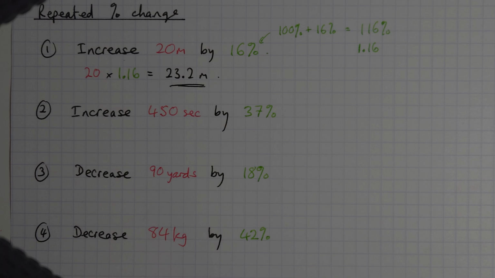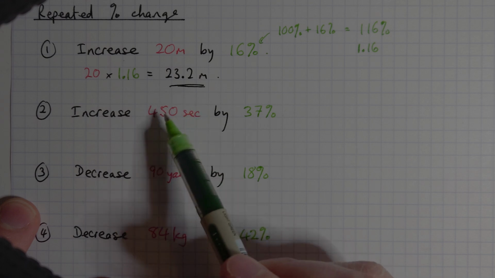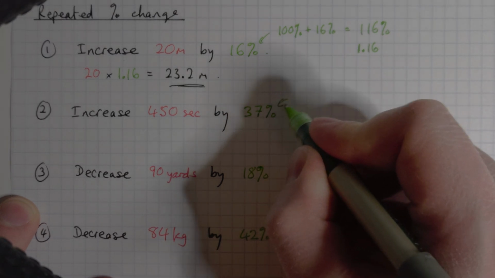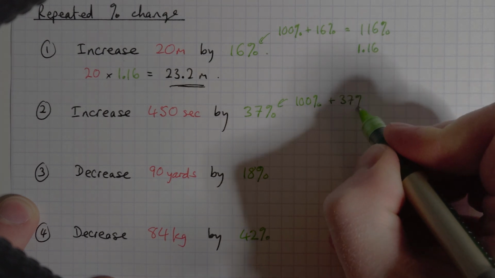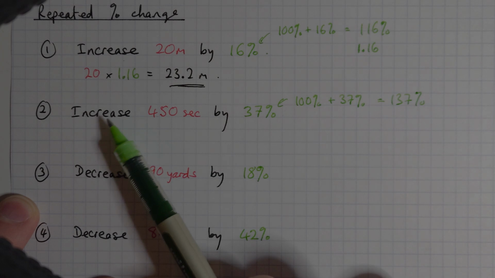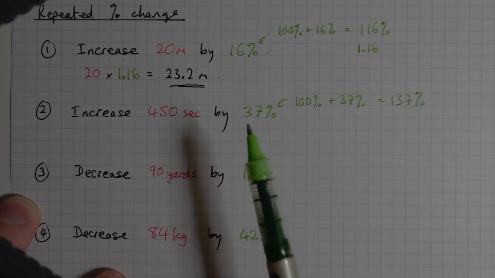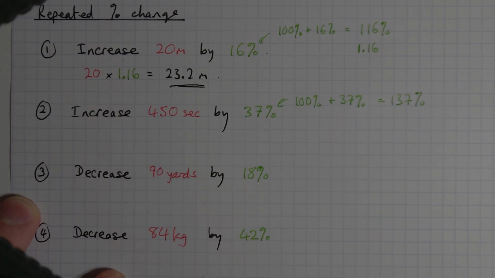Let's do another one. Increase 450 seconds by 37%. So I've already got 100%, that's the original 100%, but I want more than I started with. I want another 37%. So it's an increase. I start with 100 and I add another 37%. That is 137%. So this question, increase 450 seconds by 37%, might just as well have said find 137% of 450 seconds. That would be the exact same question.